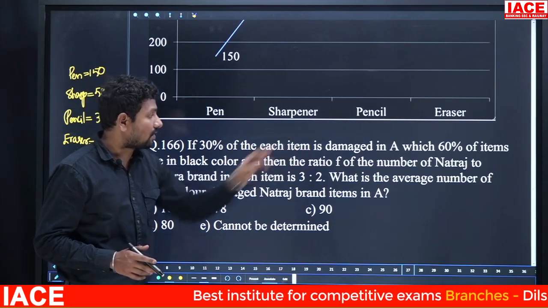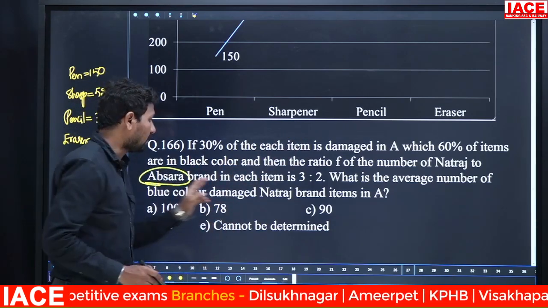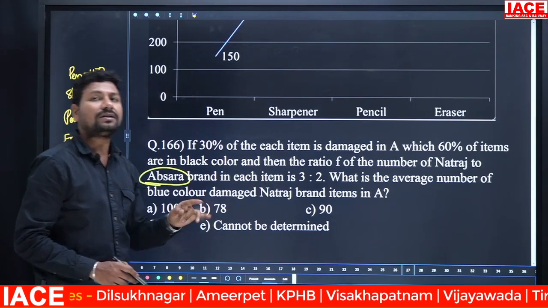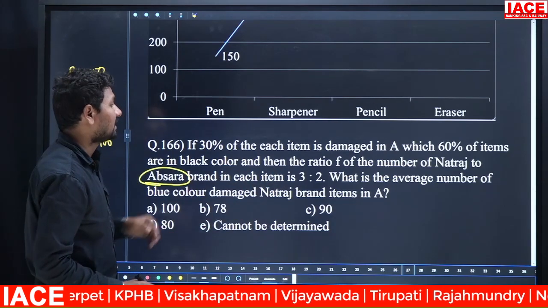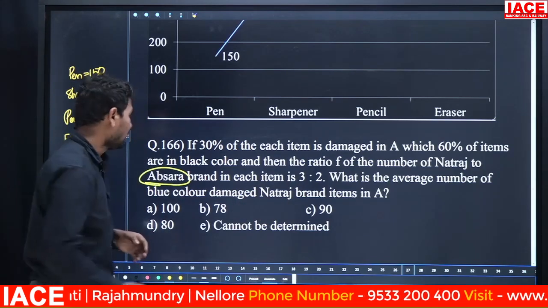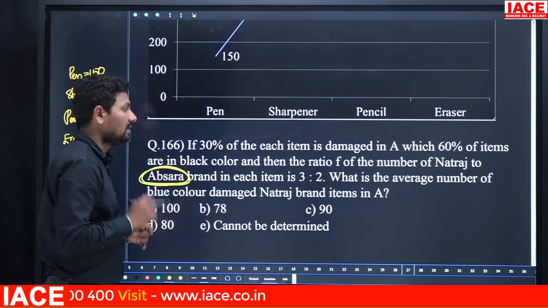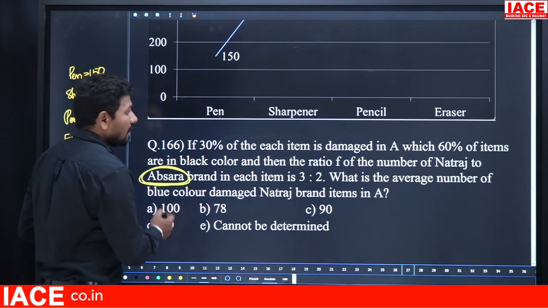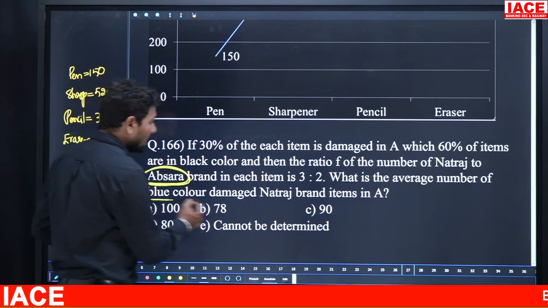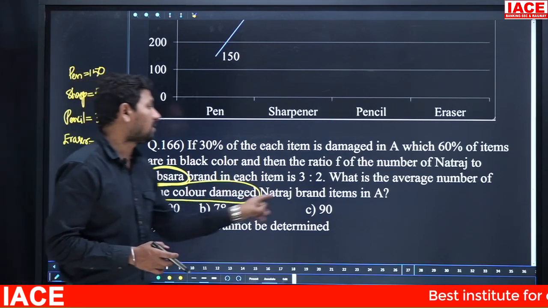And then the ratio of the number of Nataraj to Apsara, they are mentioning the brand. Brand in each item, what is the ratio? 3:2. What is the average number of blue color damaged Nataraj brand items in A? They have not mentioned the Apsara value. The data is not required first of all. And second, here we require the average number of blue color damaged. They are asking about blue color damaged Nataraj brand in items A.